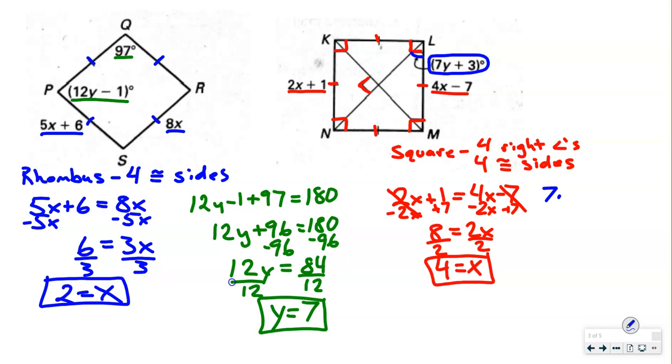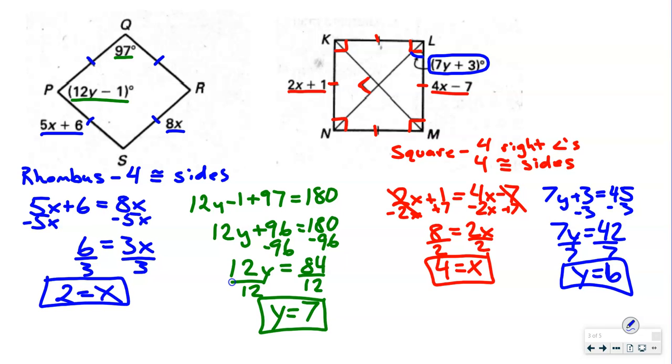So 7y plus 3 equals 45. So I can subtract 3. 7y equals 42. Divide by 7. And y equals 6.